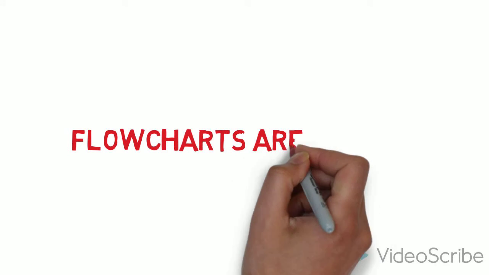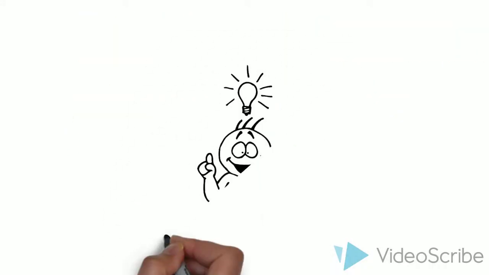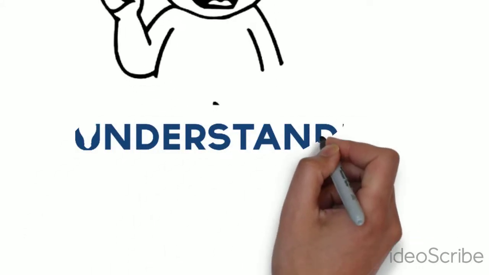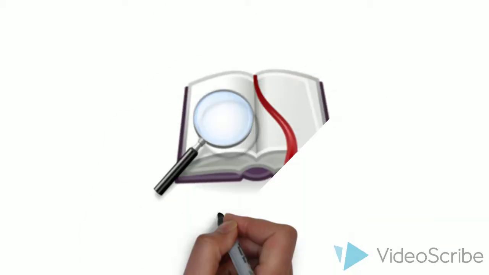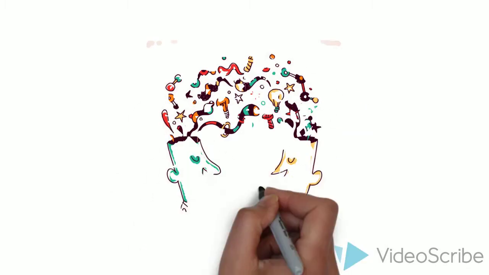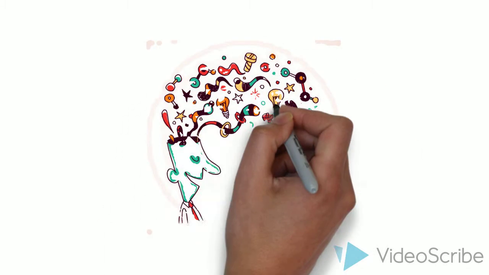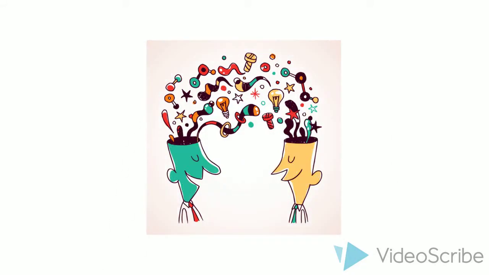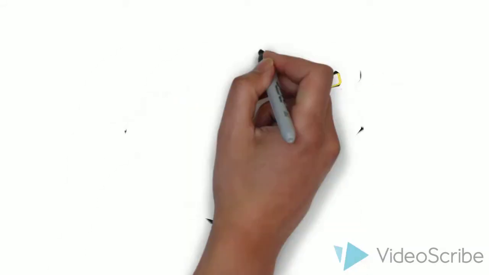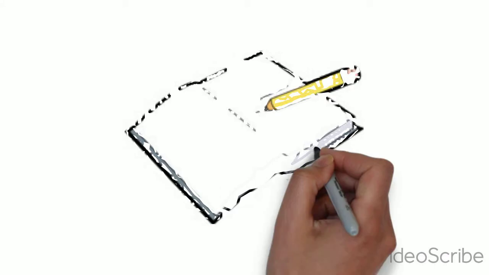Flowcharts are used to develop understanding of how a process is done, study a process for improvement, communicate to others how a process is done, and to document a process.